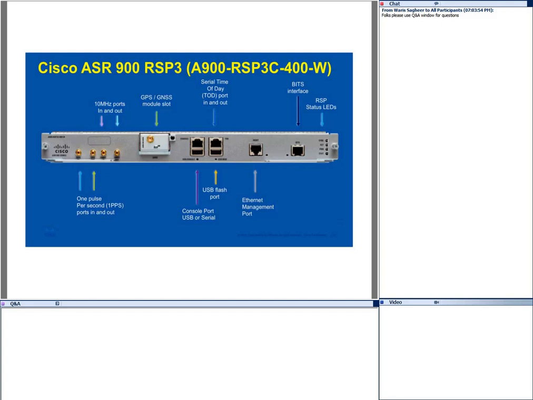Following that, there is a serial time of the day port and also the USB flash port. The USB flash port was the one that I was mentioning where you can copy from and to the device. And we have the out-of-band Ethernet management port. And we have the BITS interfaces following that, and also the LEDs to let you know the status of the RSP, if it's bad, good, is there any warning. So all those things are going to be denoted by the LEDs, which are shown on RSP.